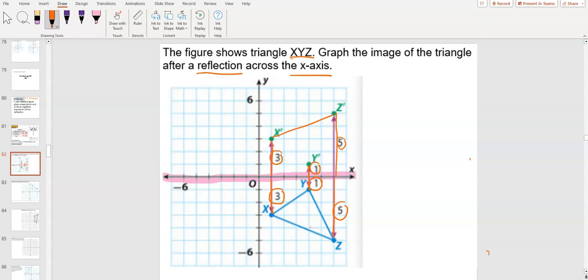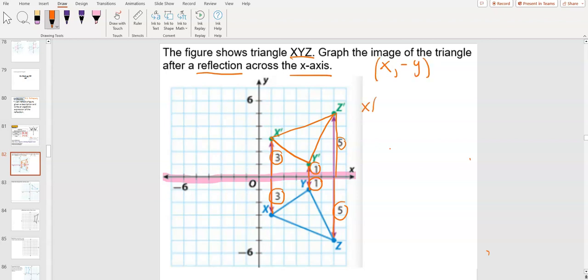Once you've measured out your points, you can connect them and you can see how this triangle has flipped up and is now in the top quadrant. Now to do this algebraically, we know that when I reflect over the x-axis, the y value is the one that changes signs.